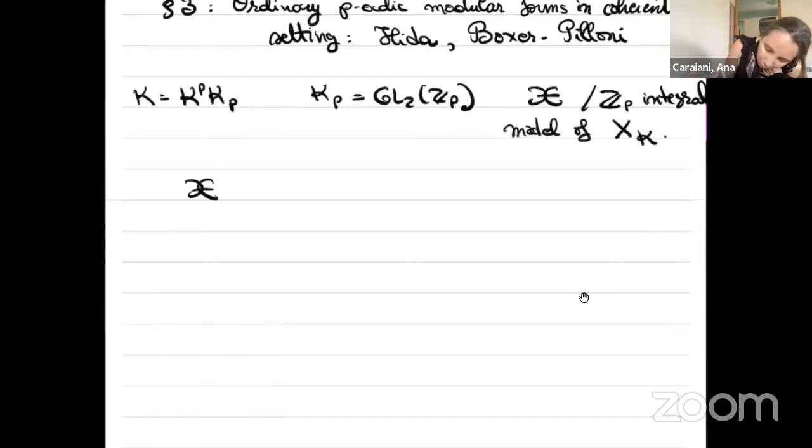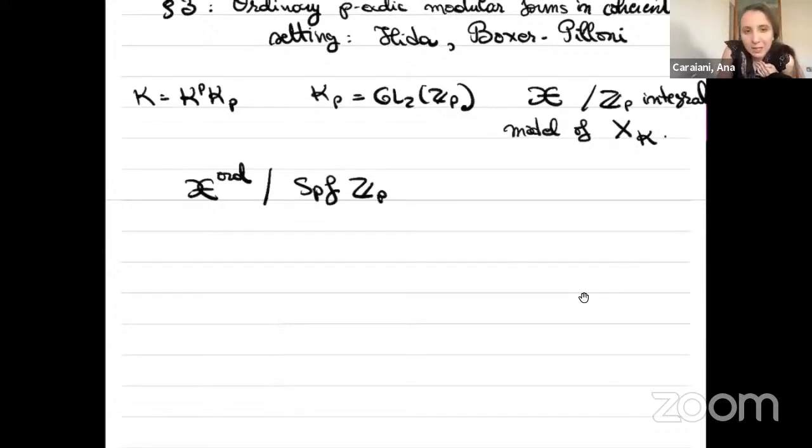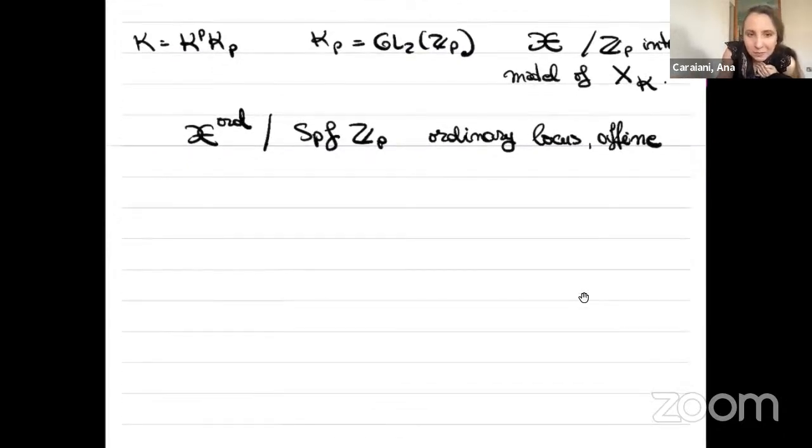And I want to look at the ordinary locus, which is open and dense inside of it. And in fact, I want to view it as a formal scheme. So I want to take the formal completion of the integral model along the ordinary locus. And this is an affine formal scheme over Spf Z_p. And it's affine because it's defined by the vanishing of the Hasse invariant.